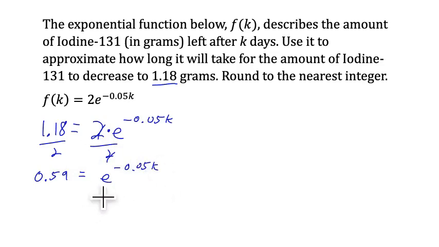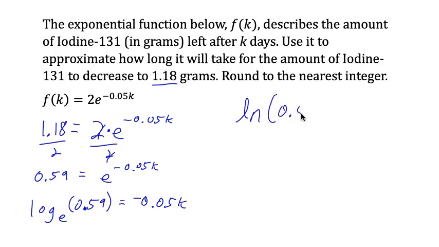Right, and it's time to rewrite this with logarithms. So I have log base e of the number that is not the exponent is equal to the exponent. Now, log base e is the natural log, so we have a special notation for it. It's ln. So I have the natural log, that means log base e, of 0.59 is equal to negative 0.05k.